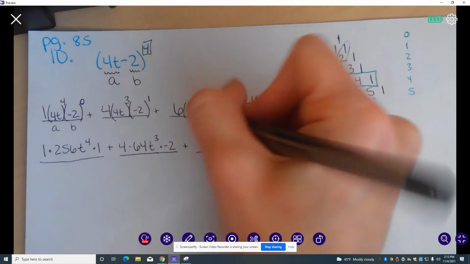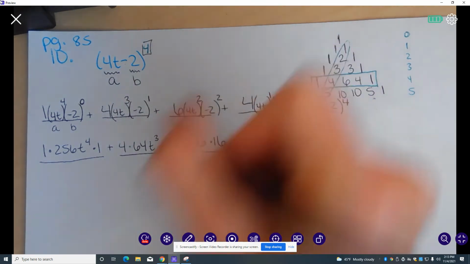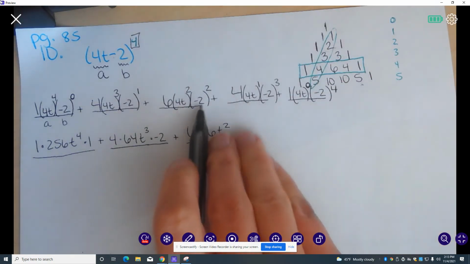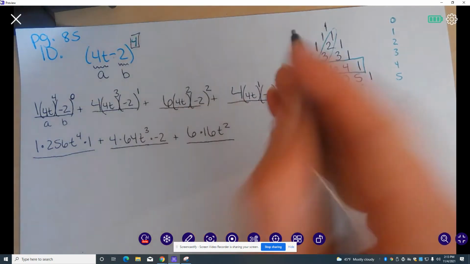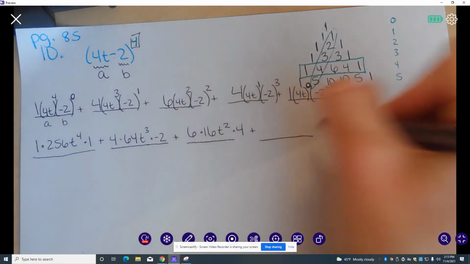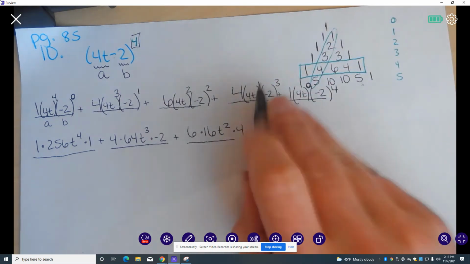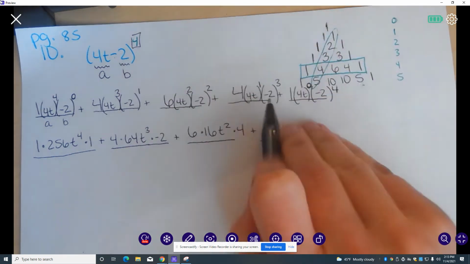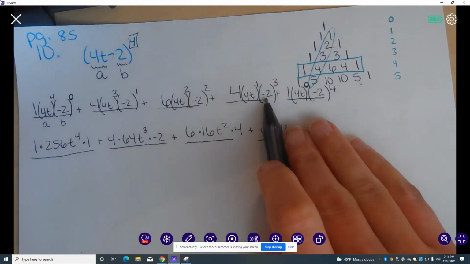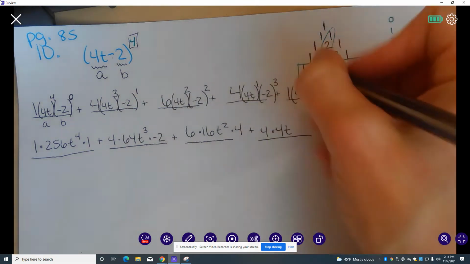I'm going to leave the 6. 4 squared is 16. And t squared is t squared. -2 to the 2nd power is +4. Leave the 4. 4 to the 1st power is 4. And t to the 1st power is t. -2 to the 3rd power is -8.